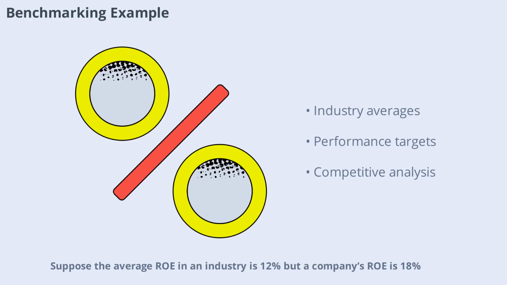Suppose the average ROE in an industry is 12%, but a company's ROE is 18%. This suggests the company is outperforming its peers. On the other hand, if its current ratio is below the industry average, it might need to improve liquidity. Benchmarking helps managers and investors set realistic goals and spot competitive advantages or weaknesses.